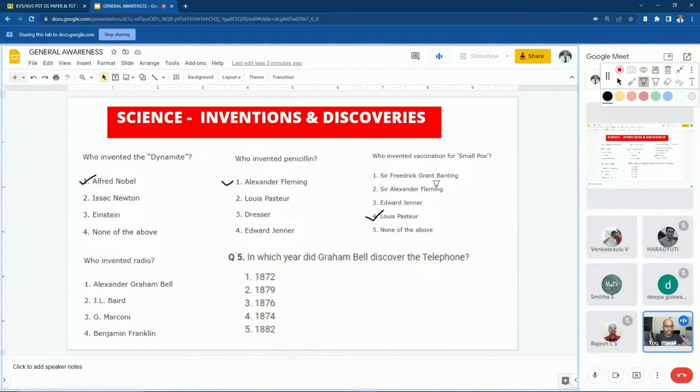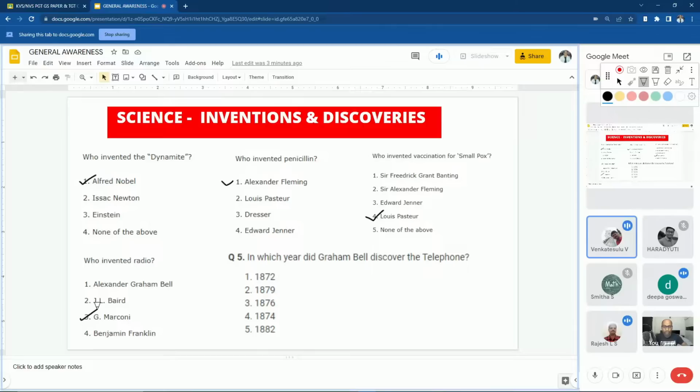Okay, sir. Right. Next question, Deepa ma'am. Who invented radio? Alexander Graham Bell, J.L. Bates, G. Marconi, Benjamin Franklin. Deepa ma'am? Sir, but Google says the smallpox vaccine is Edward Jenner, sir. One second. Smita ma'am, please answer who invented radio? Sir, Alexander Graham Bell. Marconi. It is G. Marconi.